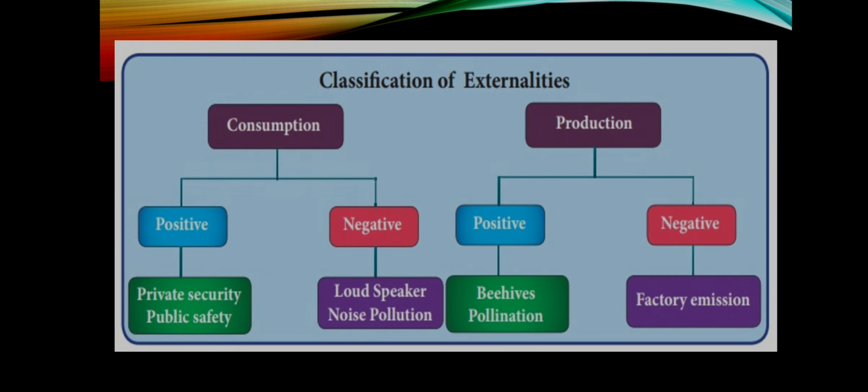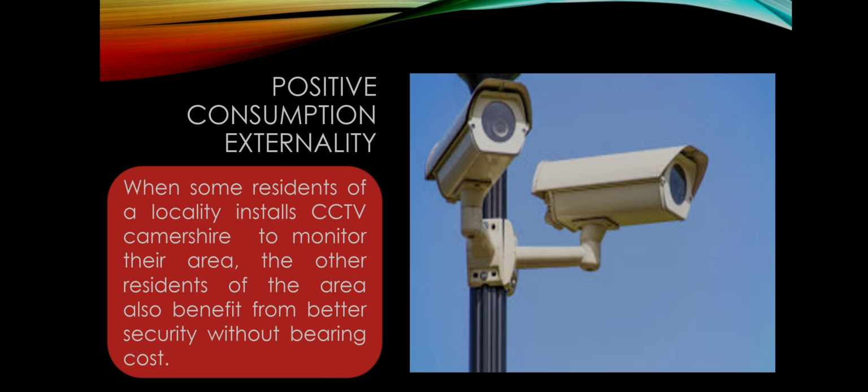You can see in this chart. So externalities can arise from both consumption and production activities. In consumption activities there are positive externalities and negative externalities. In production activities there are positive externalities and negative externalities. Now we will see the examples for both positive and negative externalities. First we will see the positive externalities arising out of consumption activities.